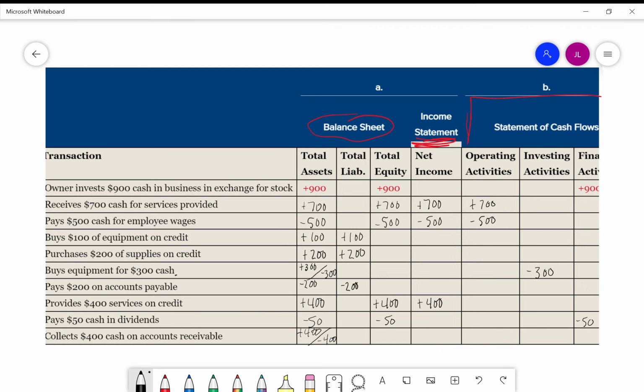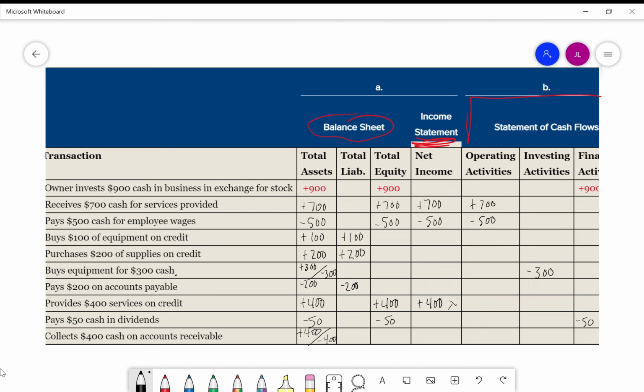Right. Now, the other part that this affects is we look at this, and you might think this is going to affect net income, but it's not going to affect net income at this point. Because basically, if we think about it, we already have it in net income here.